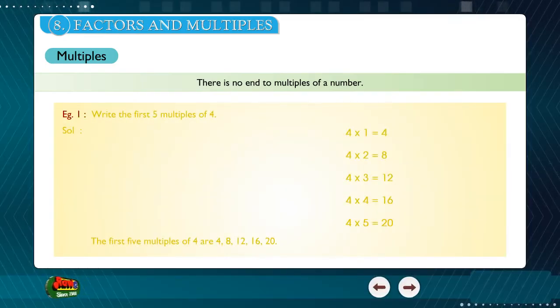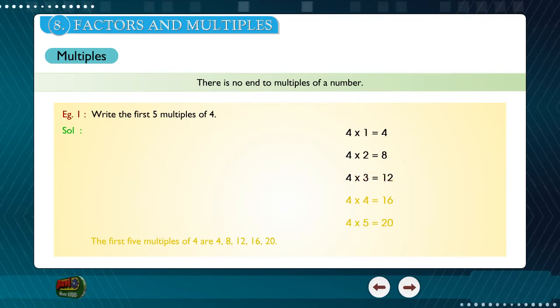Example 1. Write the first 5 multiples of 4. Solution: 4 × 1 = 4. 4 × 2 = 8. 4 × 3 = 12. 4 × 4 = 16. 4 × 5 = 20. The first 5 multiples of 4 are 4, 8, 12, 16, 20.